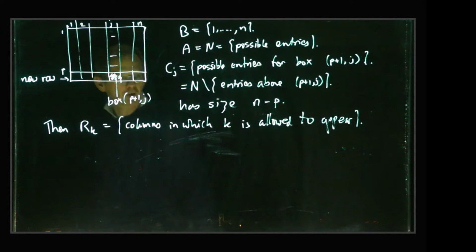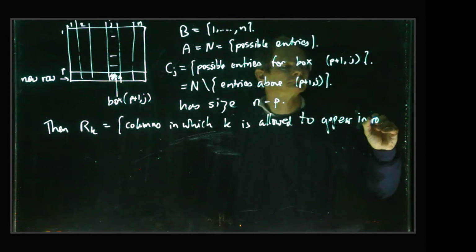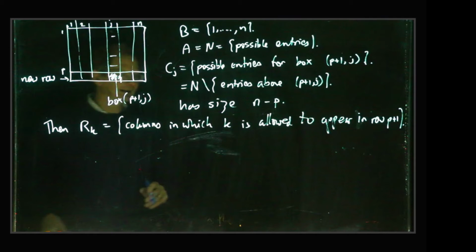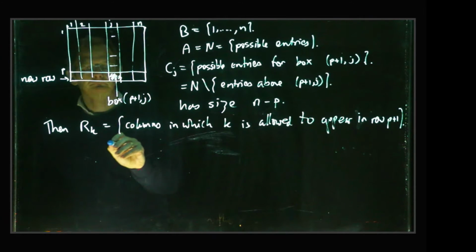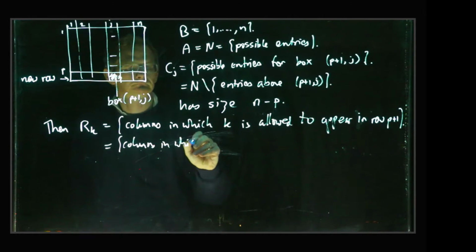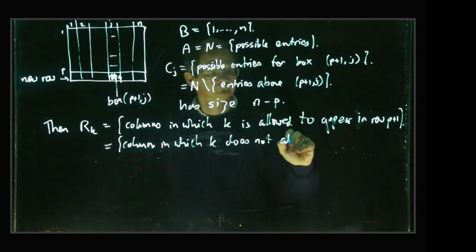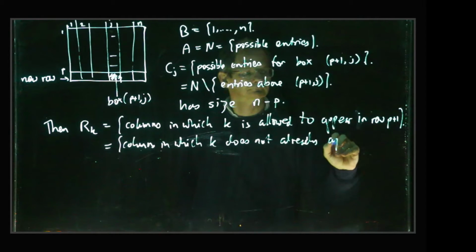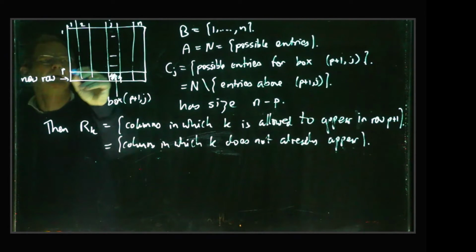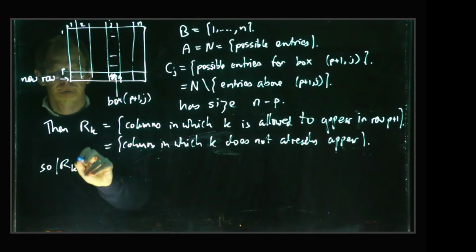Okay, so that's a set of columns in which k is allowed to appear in the new row. So which columns is k allowed to appear in? Well, it's the set of columns in which k doesn't already appear in the original L.